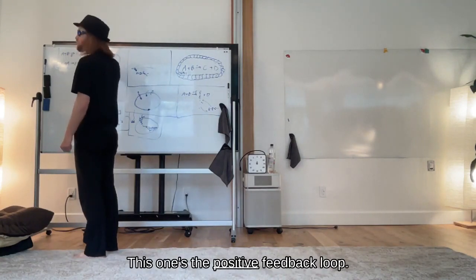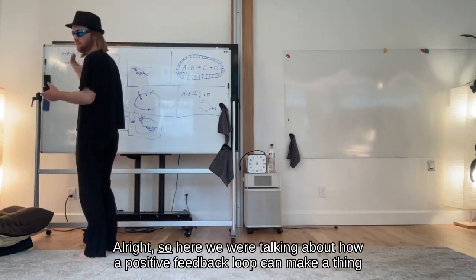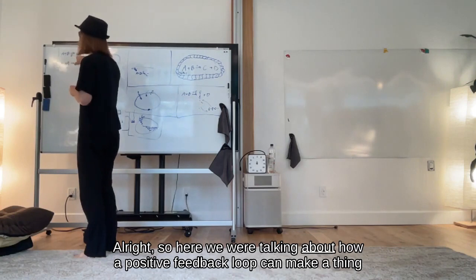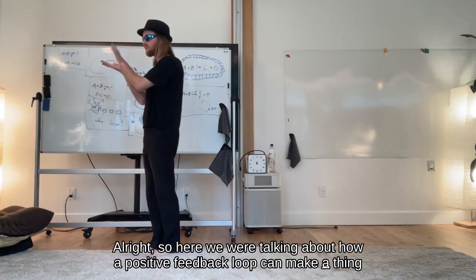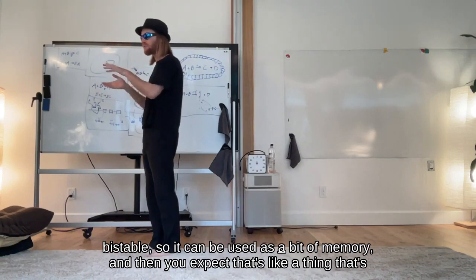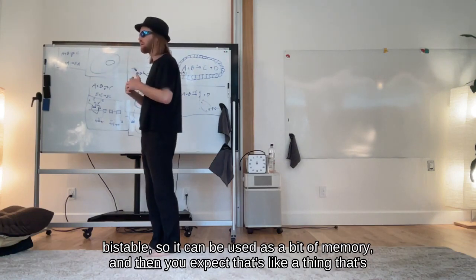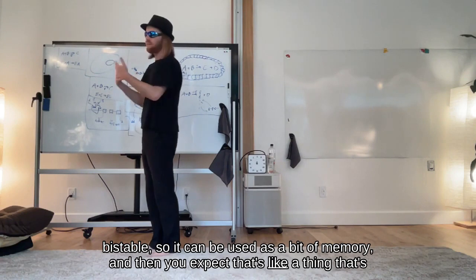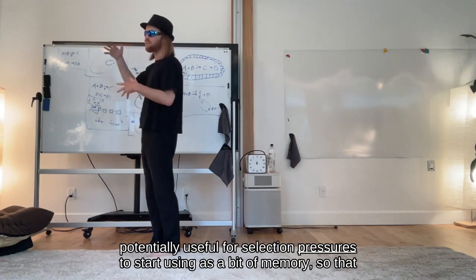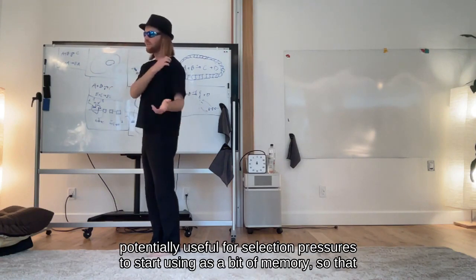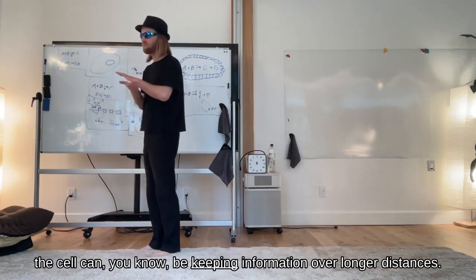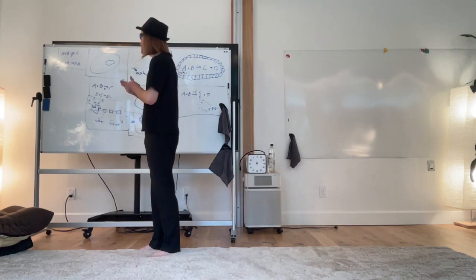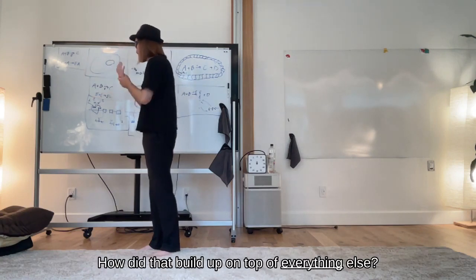This one's the positive feedback loop. So here we were talking about how a positive feedback loop can make a thing bistable, so it can be used as a bit of memory. And then you expect that's potentially useful for selection pressures to start using as a bit of memory, so that the cell can be keeping information over longer time spans. How did that build up on top of everything else?